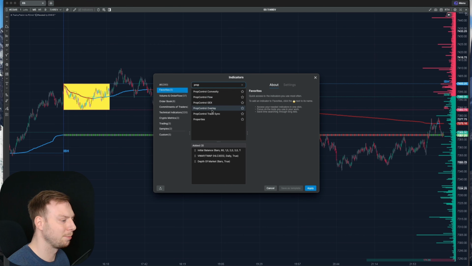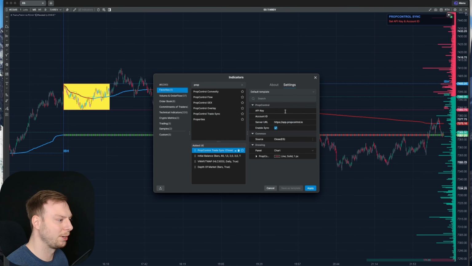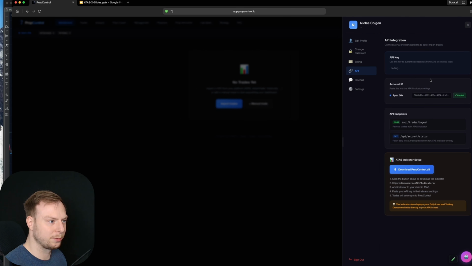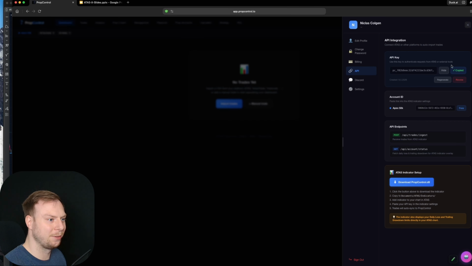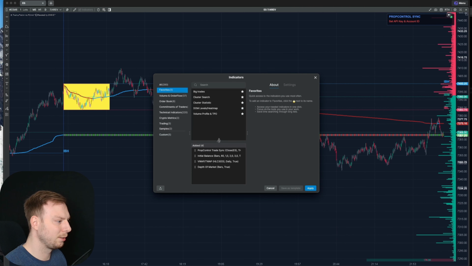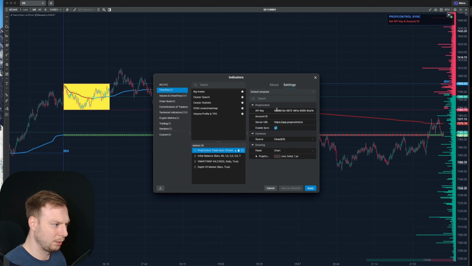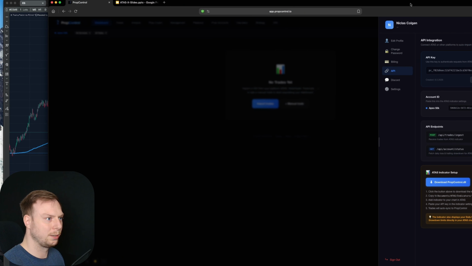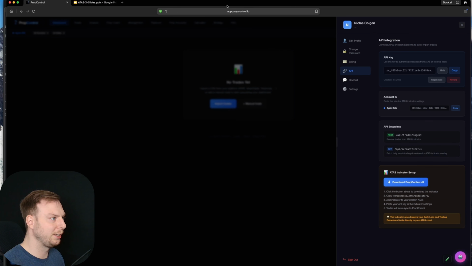So now we have the PropControl overlay, the trade sync and the GEX. This is currently working. So let's go into PropControl and connect the trade sync. So we are here inside of PropControl, and then we go on settings. At first we need to generate an API key for sure. Generate API key. And after that, I just copied the account ID and click apply.